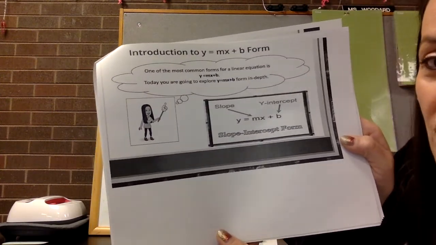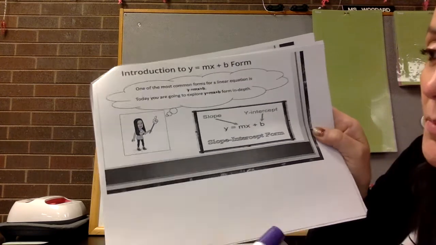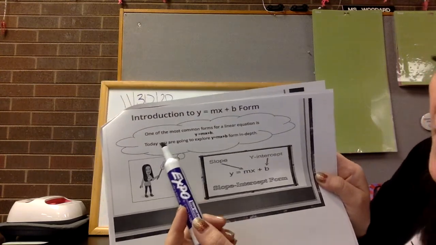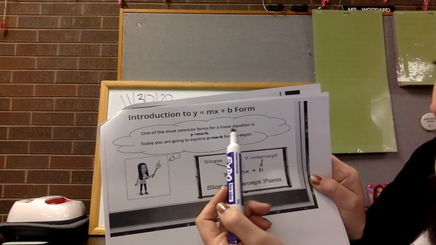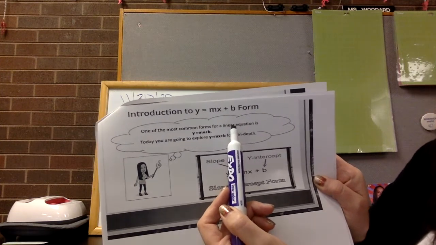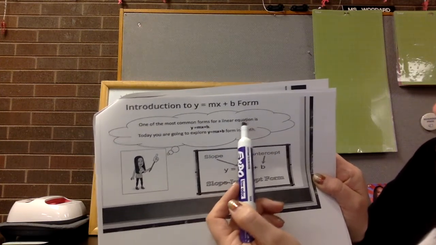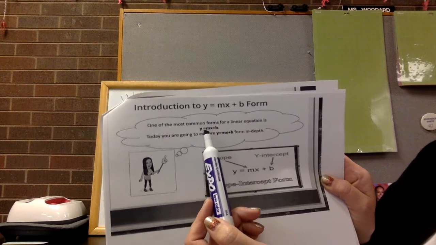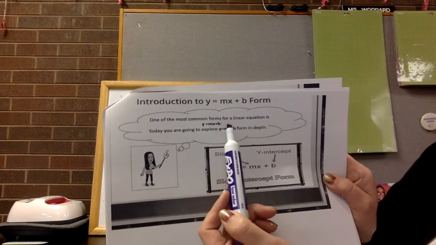So this is our introduction to y equals mx plus b form. Please remember we looked at this last week. One of the most common forms for a linear equation. Linear is a fancy word for a line. Equation means it has an equal sign in it. Is y equals mx plus b.